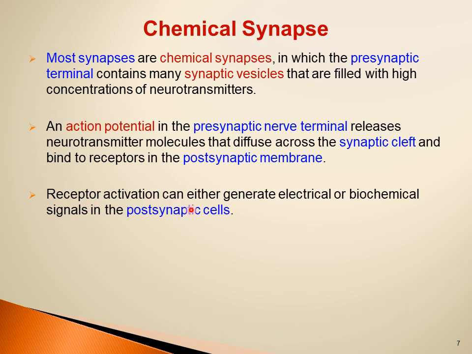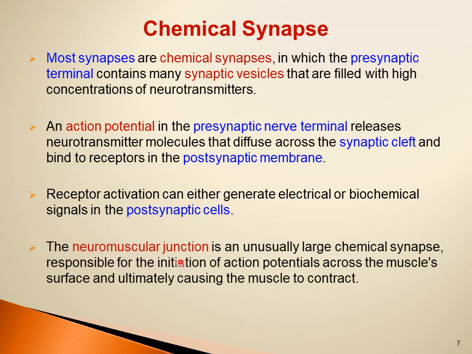Receptor activation can either generate electrical or biochemical signals in the postsynaptic membrane or in the postsynaptic cells, and this electrical signal could be excitatory or inhibitory postsynaptic potentials.